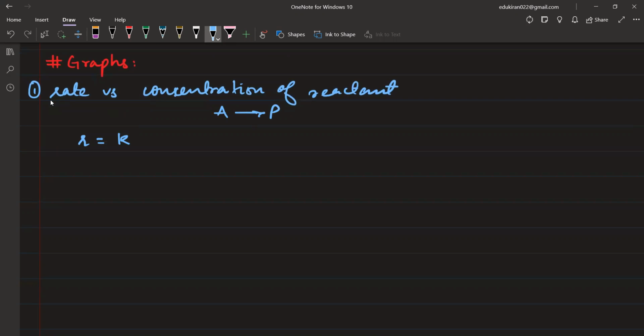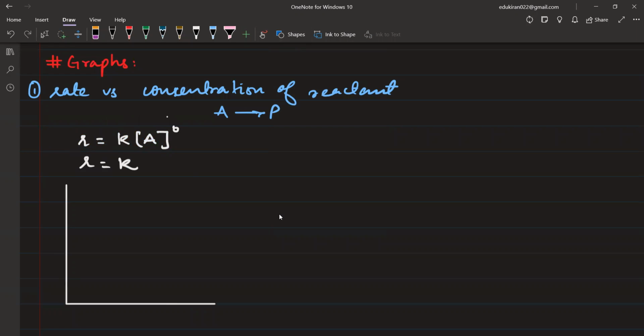For this reaction, K into A to the power how much? Tell me. If it is a zero order reaction, A to the power what? Tell me, guys. For zero order reaction, very good, 0. That means we can say that R is equal to K.